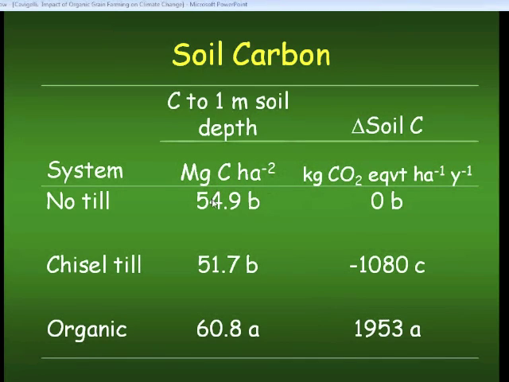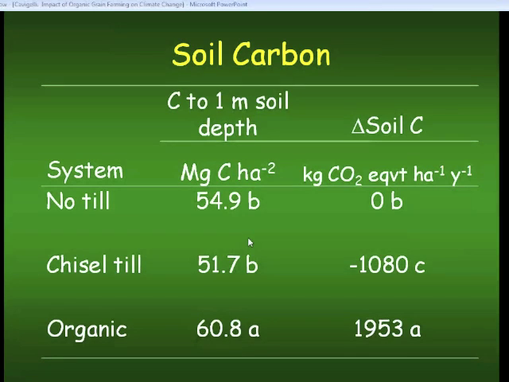But even if you don't look at the units, you can see that between our no-till and our chisel-till, there's really no statistically significant difference in the amount of carbon down to 1 meter. But in our organic system, we have significantly more carbon down to a meter than we do in our two conventional systems.